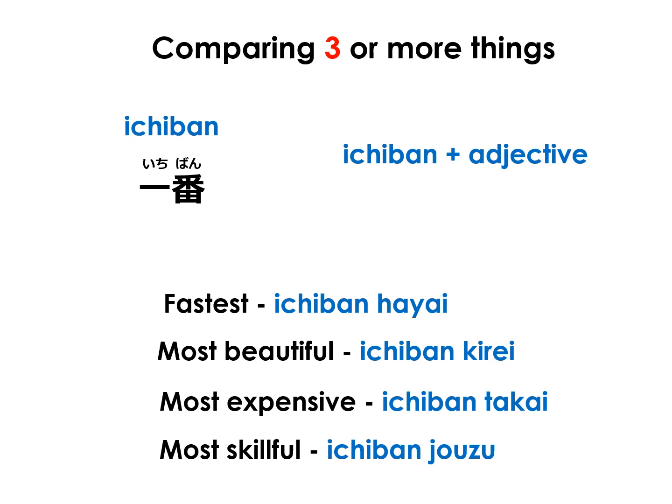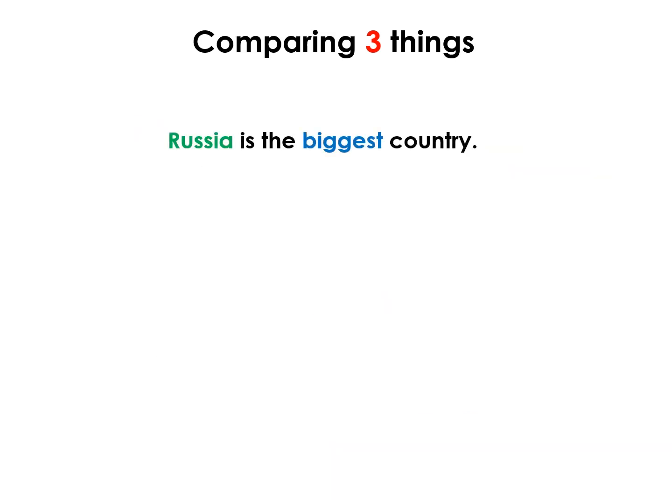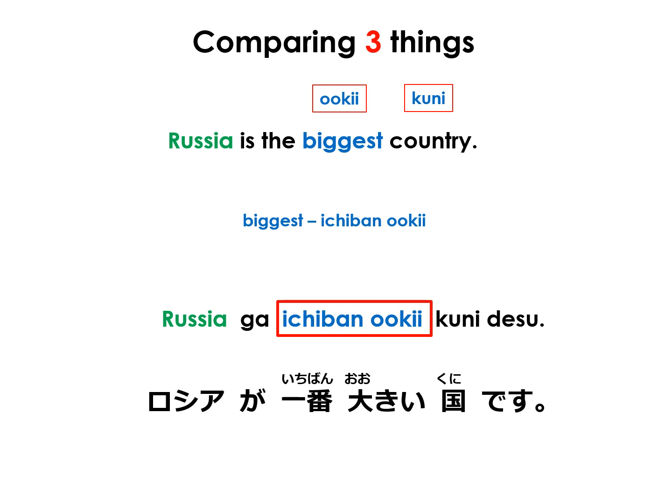And so on. For example, the sentence, Russia is the biggest country. The adjective big is ookii, and country is kuni. To say biggest, that would be ichiban ookii. And to say the sentence in Japanese, that would be Russia ga ichiban ookii kuni desu. We use the particle ga because we're stating a specific fact that Russia and no other country is the biggest.